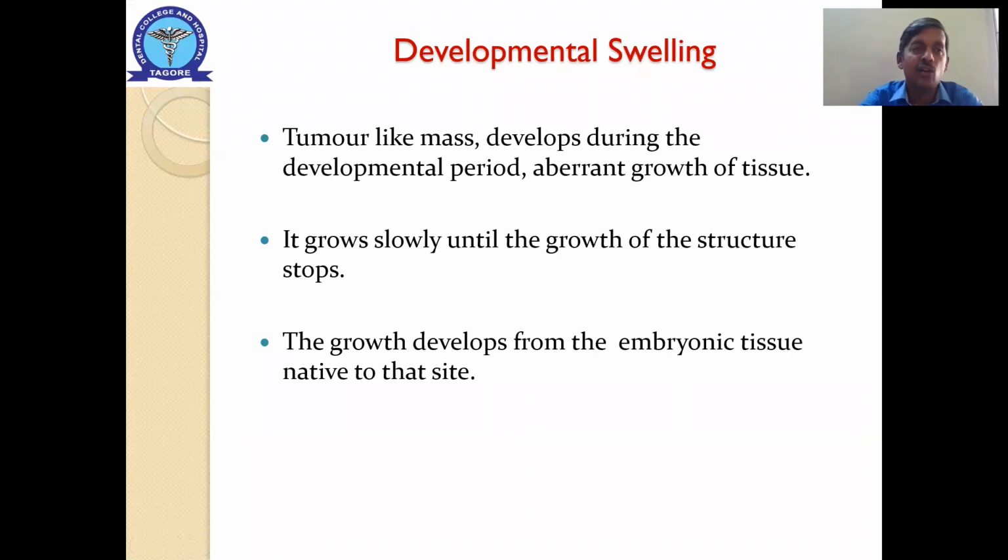Next, developmental swelling. Developmental swelling is not seen at the time of birth. It is seen some months after birth. It grows slowly until the growth spurt or growth of the structure stops. After that, it will remain. It is a tumor-like mass developing during the developmental period, showing abundant growth of tissue. After the growth period is over, it automatically stops. The growth develops from the embryonic tissue native to that site.